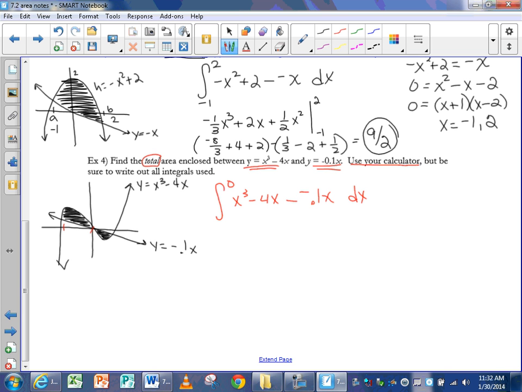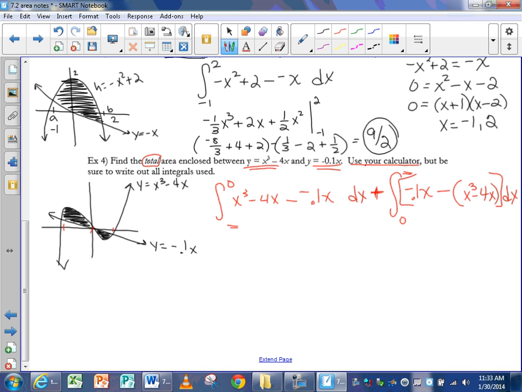Then to that, I need to add the integral from the origin to another value that I don't yet know. And this time, the top line is going to be the line, and the bottom is the curve. So I have negative 0.1x minus the quantity x cubed minus 4x. And parentheses are incredibly important there because you want to make sure you're subtracting the entire function. Now, just like before, I have a problem because I'm missing some boundaries here.